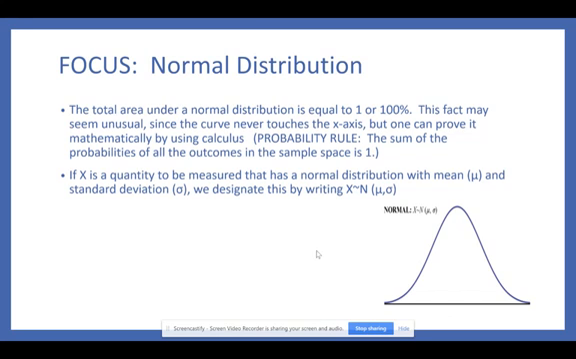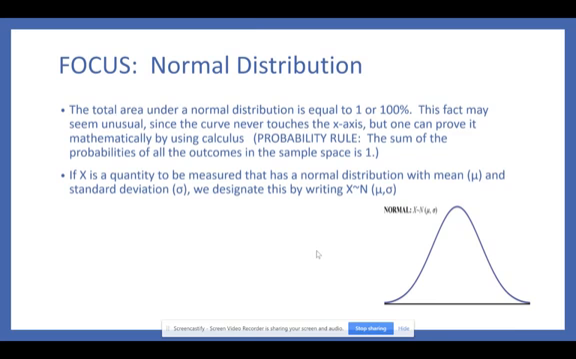Prior to the advent of technology, we would have had to use a table to help us to interpret a normal distribution, which would have required us to convert everything to the standard z-score. Lucky for us, we have technology, and so we're going to look at how to use that in just a few minutes.